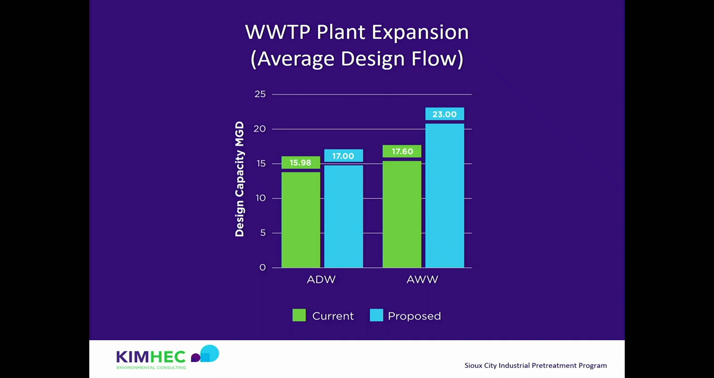So this is the same thing on the design flow. I'm comparing dry weather and average wet weather. The numbers are a little bit different. I'm actually allocating based on the average wet weather, which gives you a little more hydraulic capacity, but it doesn't change the pounds per day of BOD or TSS or TKN that you can allocate. So people just get that relative percent, smaller fraction of the pie, basically.